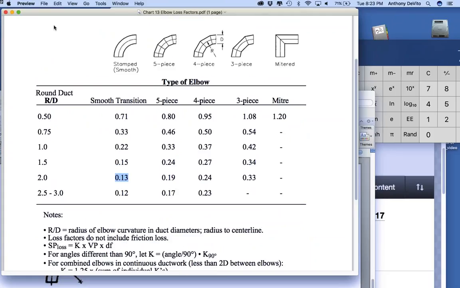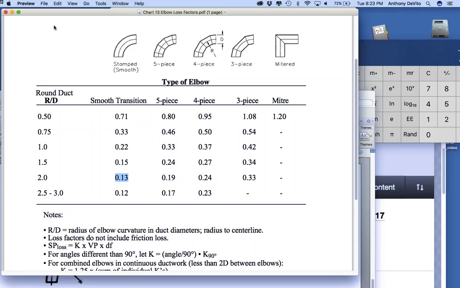Just one question. Sure. When it says R, in my mind, the radius will always be half of the diameter. Oh no, hang on a second. They're talking about the radius of the turn. So in other words, if the duct is 12 inches in diameter, the radius of the turn would be 24 inches, twice that. So the radius is twice the diameter.